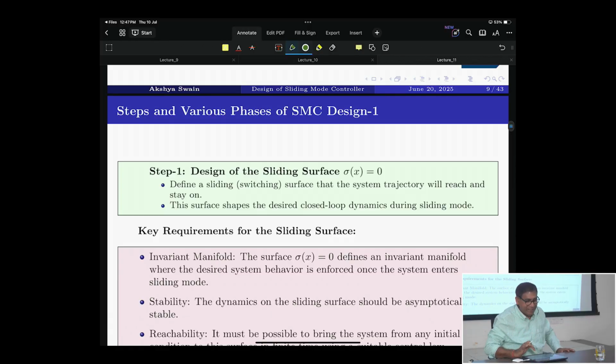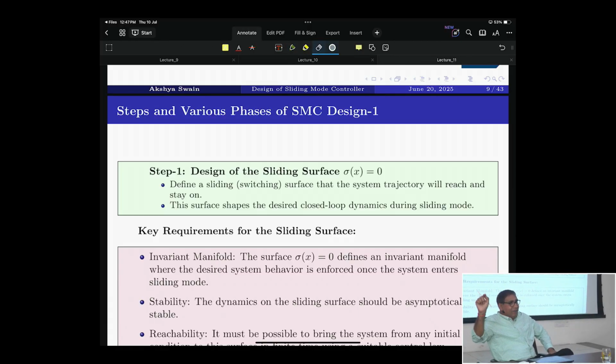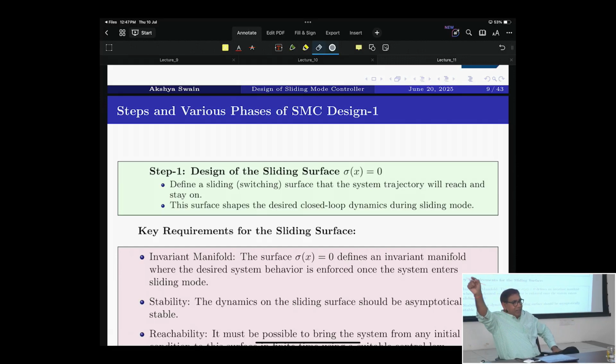Step 1, design the sliding surface. Where you will put it, right? Whether on the beach, in the hotels, or in the cinema hall, what is the sliding surface? Because that is where you will slide. Design the sliding surface sigma(x) equal to zero, where x is the state variable. Define the sliding surface that the system trajectory will reach and stay on. This surface serves the desired closed-loop dynamics. Right? What you want, that will be there.